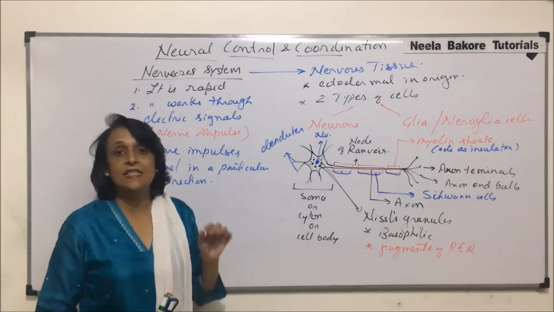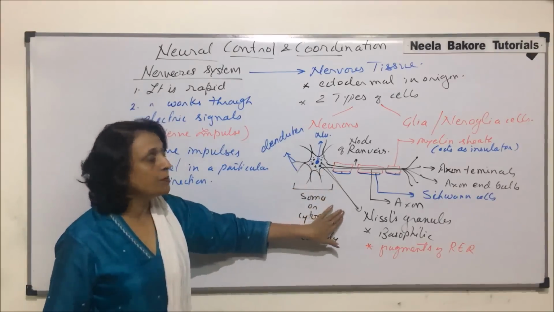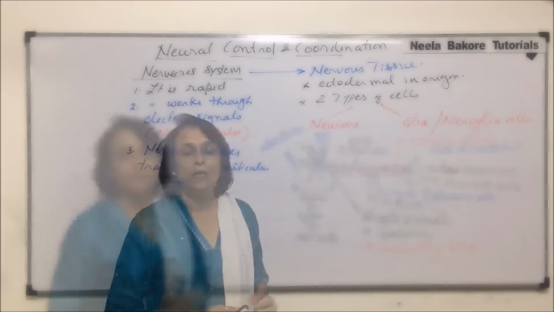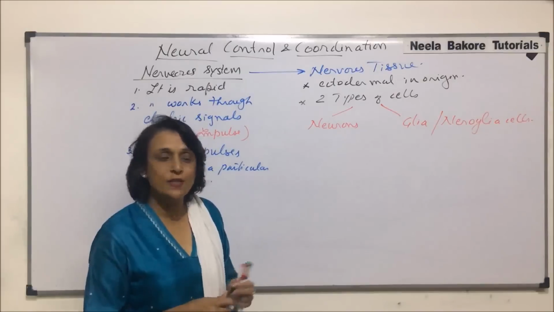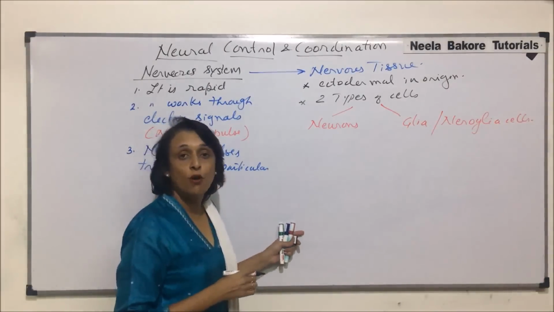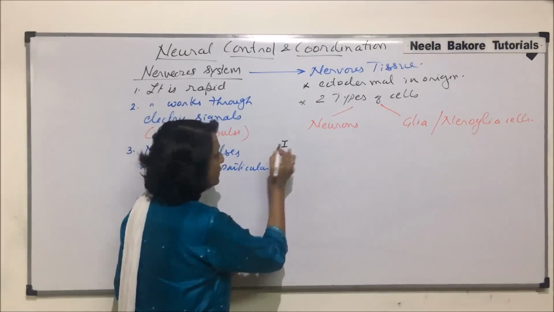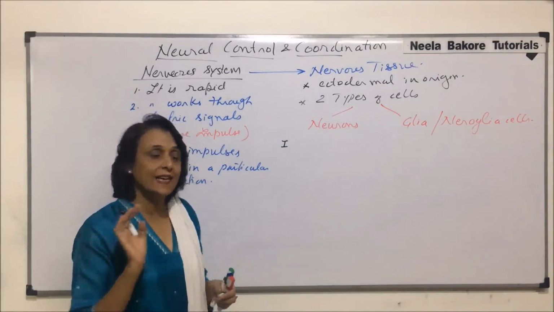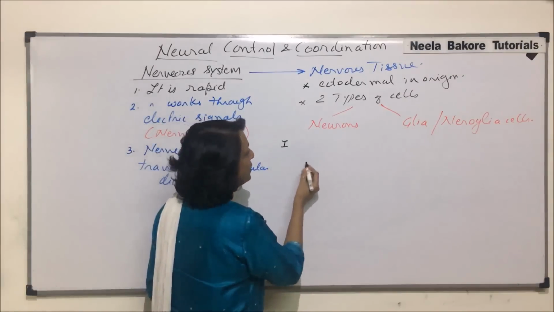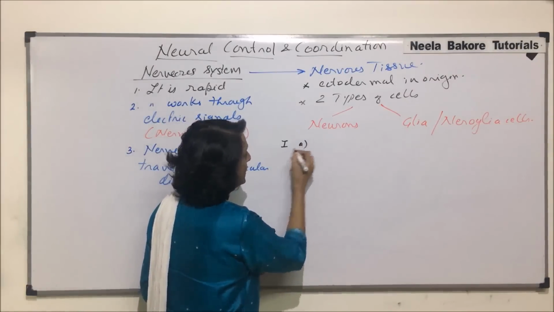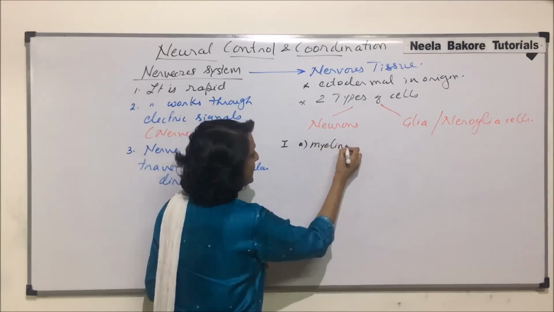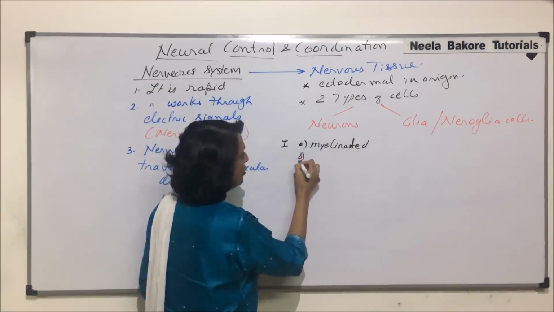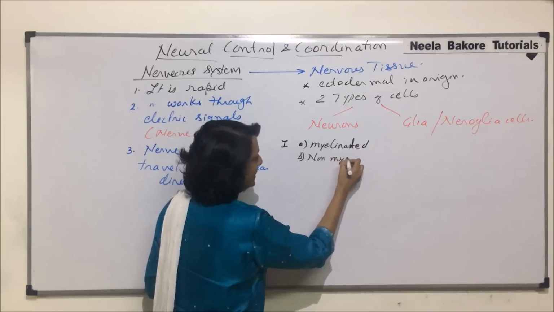Neurons can be of various types. Let us discuss the types of neurons now. We can classify neurons on various categories. The first is presence or absence of myelin sheath on that axon. So based on this, the neurons can be one, myelinated, and second type would be non-myelinated.